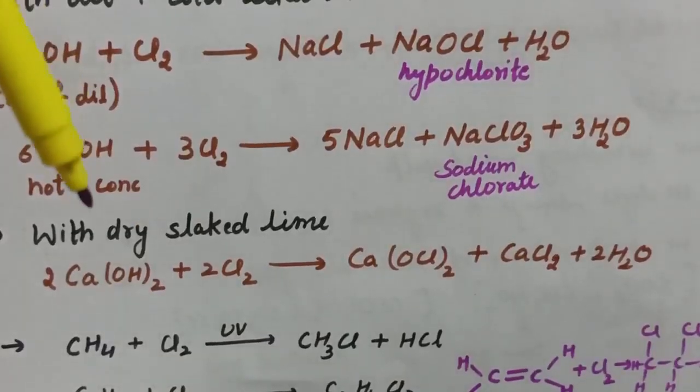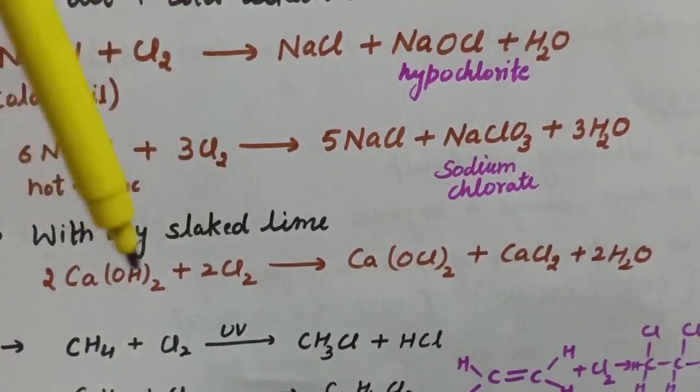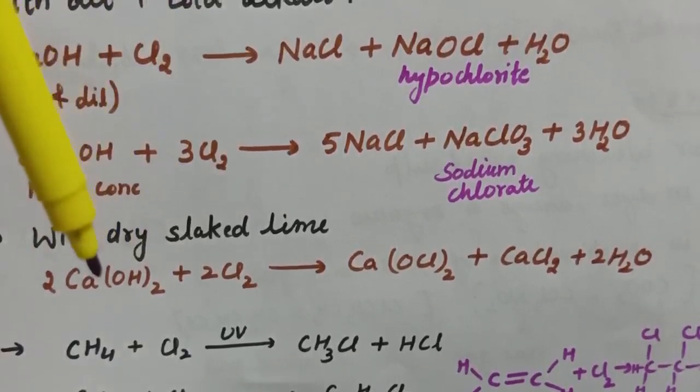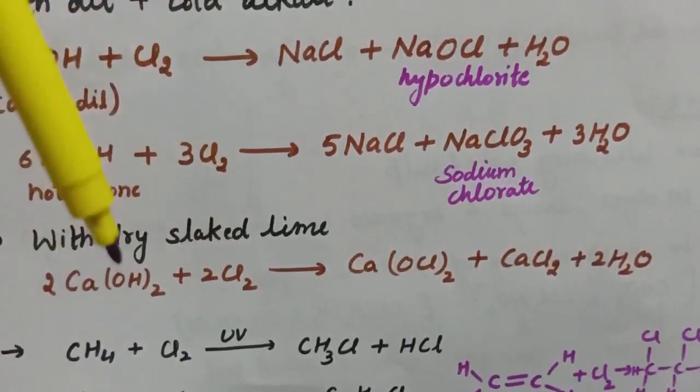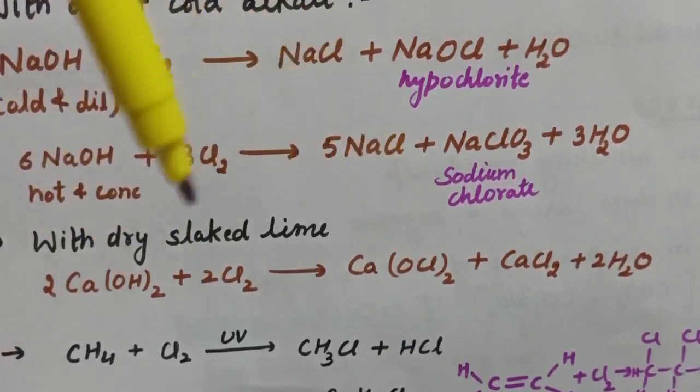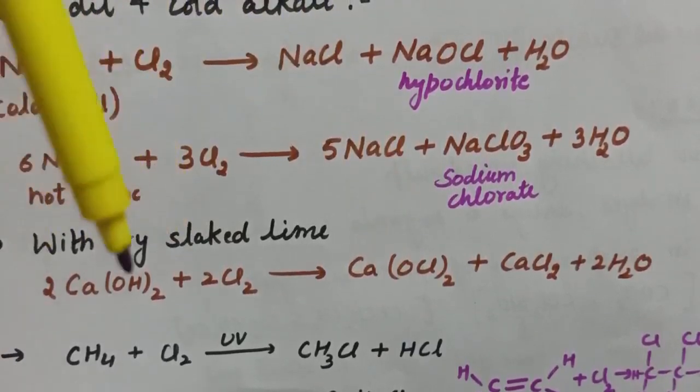Next chemical property is with dry slaked lime. This is the formula for slaked lime. So when we treat chlorine with dry slaked lime, bleaching powder is formed. So this is the reaction of chlorine with slaked lime.